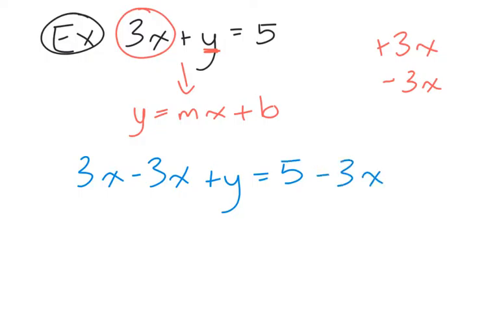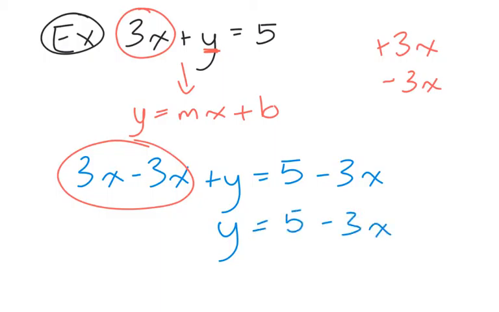3x minus 3x disappears because it's like saying I have 3 apples and I take away 3 apples. How many apples do I have left? I have 0 apples. So I don't write that 0 in. Everything else stays the same. That y stays the same. I'm not going to leave in the positive sign, and the 5 and the negative 3x stay the same as well. As you can see, y equals 5 minus 3x is almost in slope-intercept form.